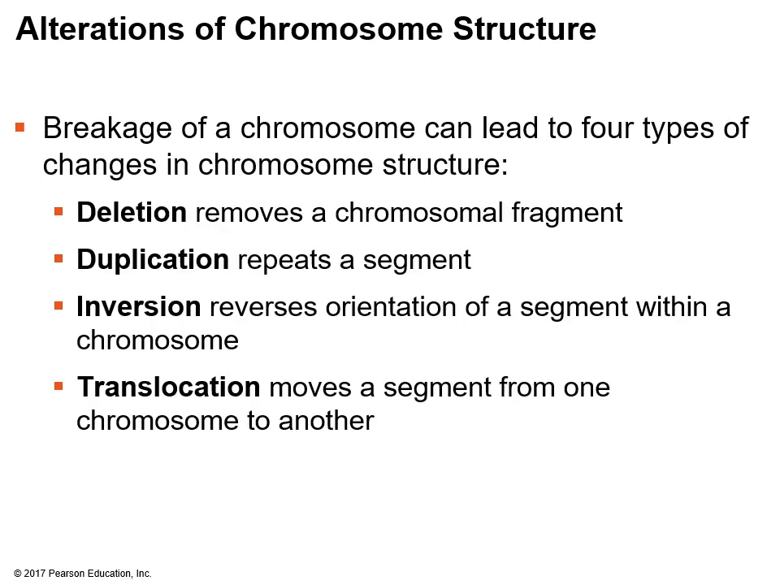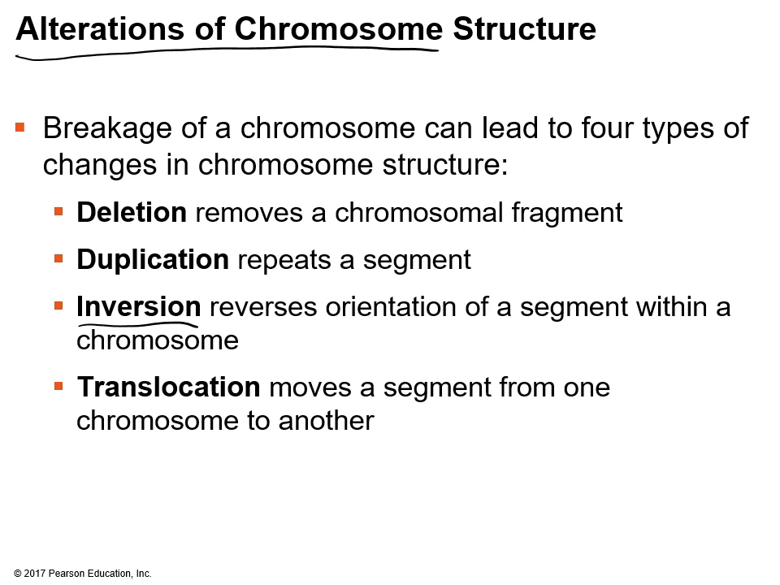Breakage of a chromosome can lead to 4 types of changes in chromosome structure. These are the different types of chromosome alterations. We're changing the chromosome structure. Deletion is a removal of a section of the chromosome. Duplication is duplicating a section of the chromosome. Inversion is when we reverse the orientation, or flip, a section of the chromosome.